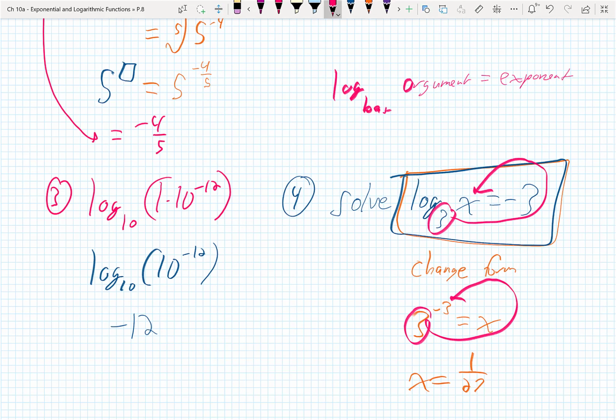Log with a base as a subscript of an argument equals the exponent means that a base raised to an exponent equals an argument. An argument's a general word for anything you're doing an operation of. Why do you call it an argument? It's a word that means something you plug into a function. It's a programming term too.